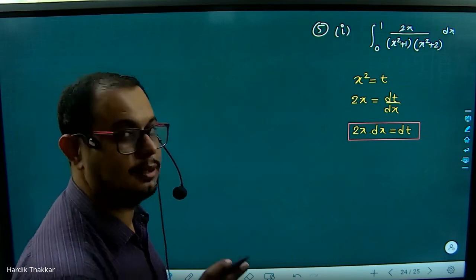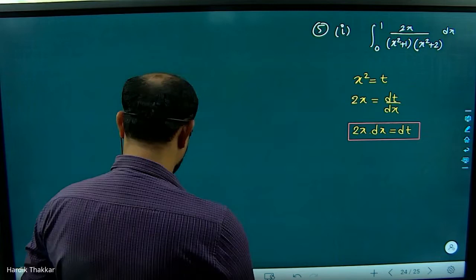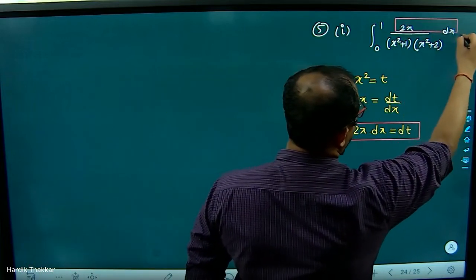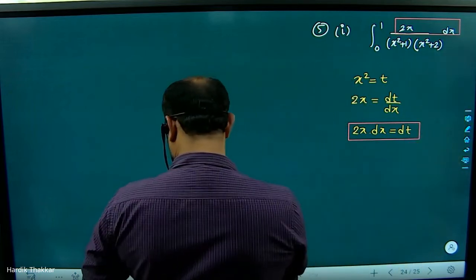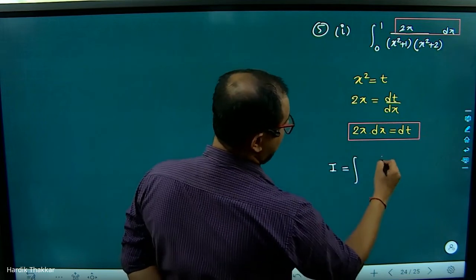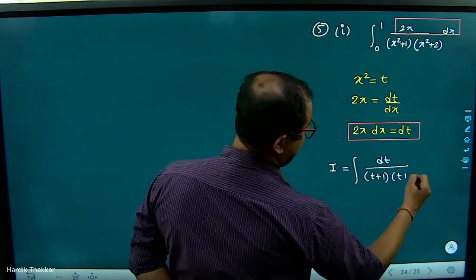Sir, 2x will not get cancelled, no? Yes, so it will be 2x into 2x dx. No, sorry. Yes, 2x into dt, no? So in numerator it will be 4x. No, not 4x. Just replace this 2x dx with this dt. Okay. So after this, the complete integral will be integration dt divided by (t plus 1) into (t plus 2), like this.